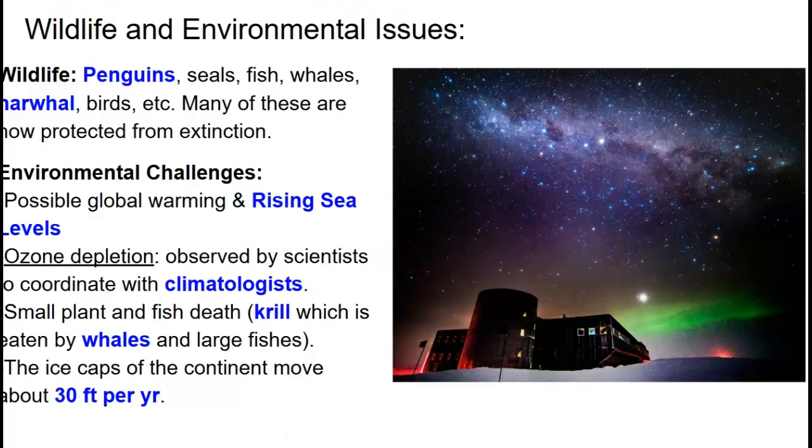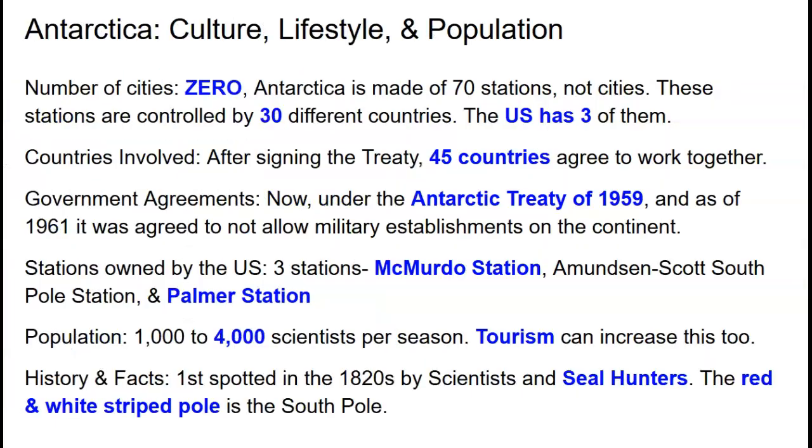Okay, wildlife though, you have penguins, seals, fish, whales, narwhals, birds, many things like that. Many of these are now protected from extinction because it's hard to find. Environmental challenges we have are the constant issue of possible global warming and rising sea levels. This is where you can also see ozone depletion, which is observed by scientists who coordinate with climatologists. Small plant and fish death, including krill, which is eaten by whales and large fishes, so that hurts the whales. And the ice caps actually move about 30 feet per year down there.